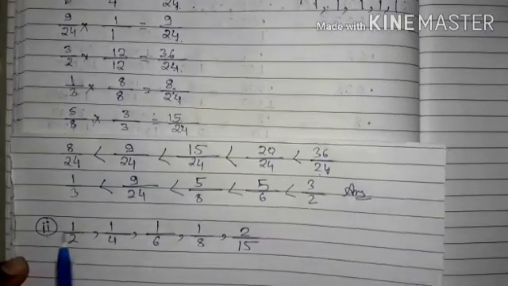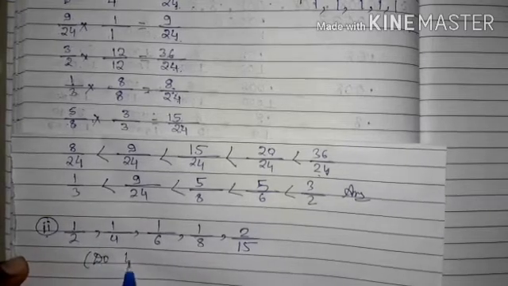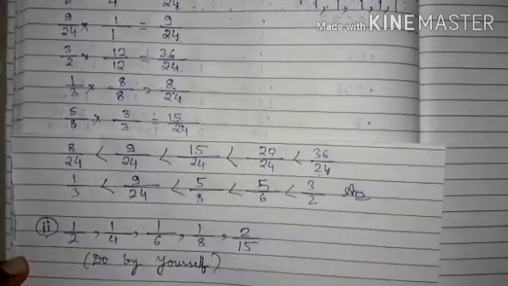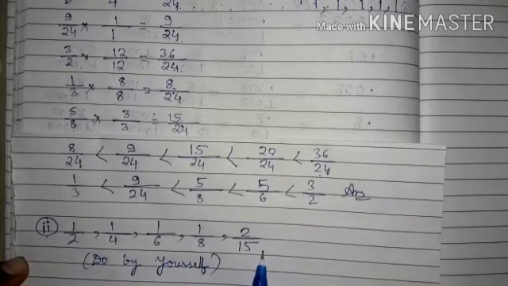Now question number second: 1 upon 2, 1 upon 4, 1 upon 6, 1 upon 8, 2 upon 15. Do this question by yourself. This is your homework. Here also you have to first find the LCM, then make all the denominators equal, then see the numerators and arrange in increasing order.